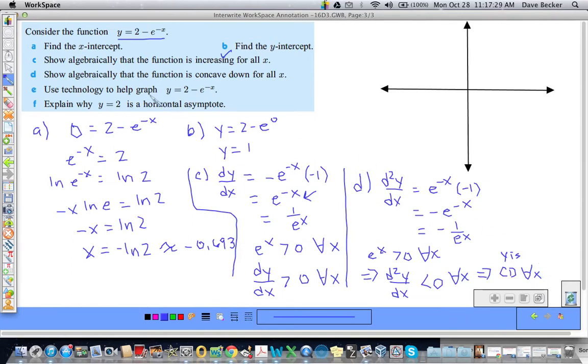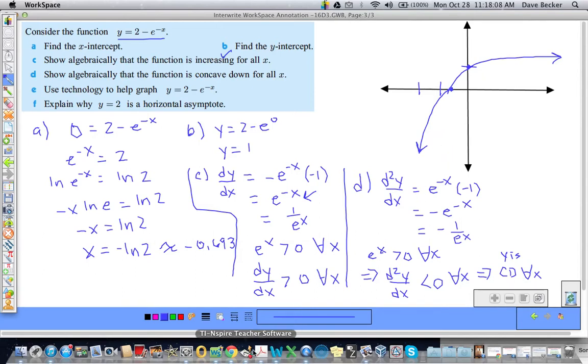Use technology to help graph y equals 2 minus e to the negative x. Well, let's just try and sketch it here. Negative 0.693. If this is 1, then that would be about right here. The y-intercept is 1. It's about right here. Let's see. The graph of e to the x is going to have a horizontal asymptote, and it's going to go through 1 from here. So we're going to go through there. And we know that it's increasing like that. There we go. So something like that.